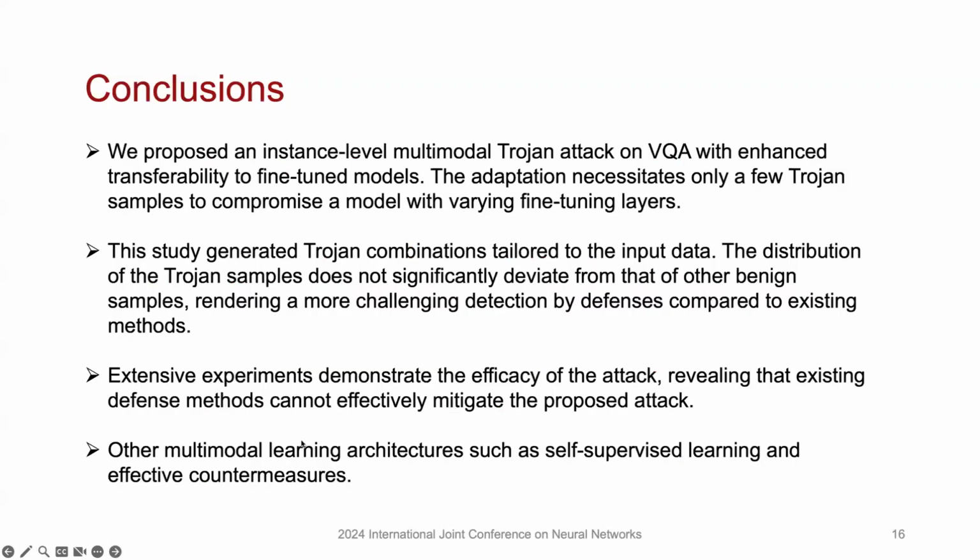To conclude, in this study, we proposed the instance-level multi-Trojan attack on VQA with enhanced transferability to fine-tuned models. The adaptation necessitates only a few Trojan samples to compromise the model with varying fine-tuning layers. This study generates Trojan combinations tailored to different input data samples. The distribution of these Trojan samples does not significantly deviate from that of other benign samples, rendering detection by defenses more challenging compared to existing methods. We conducted extensive experiments which demonstrate the efficacy of the attack, revealing that existing defense methods cannot effectively mitigate the proposed attack. Finally, in the future, we want to investigate other multimodal learning architectures for VQA, such as self-supervised learning-based neural networks, and propose effective countermeasures to tackle this attack.